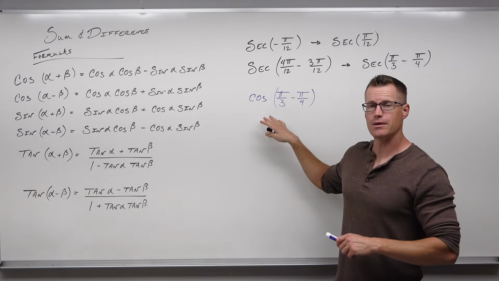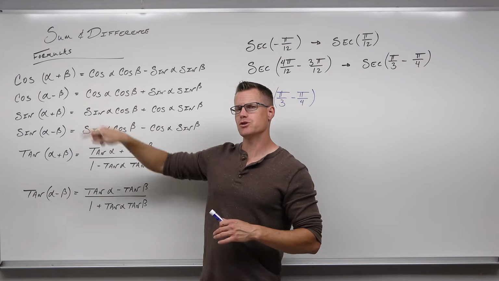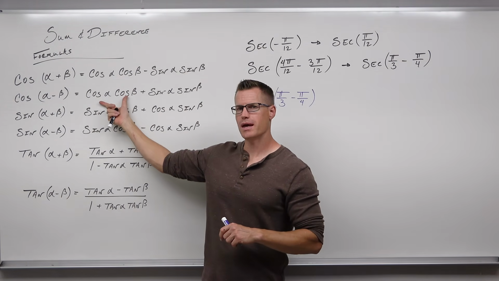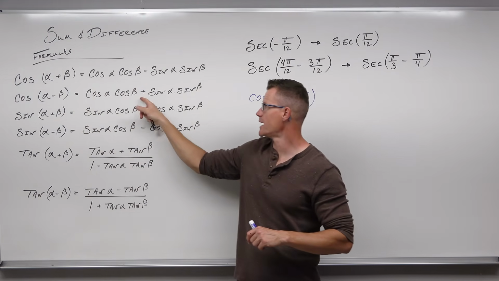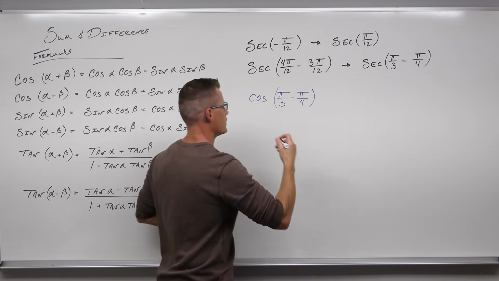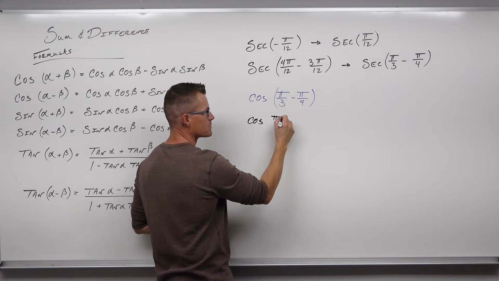Since we've already worked this down to two angles being subtracted inside of cosine, that's going to be that function. So cosine works this way. It has cosines of both angles, opposite of your sine, and then sine of both angles. That's how I remember it. So I'm going to take cosine of both angles.